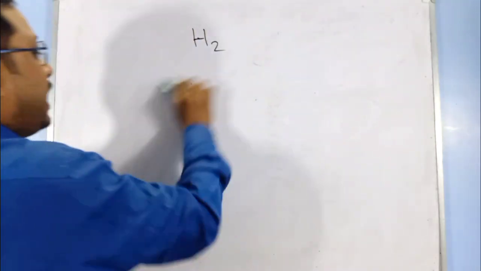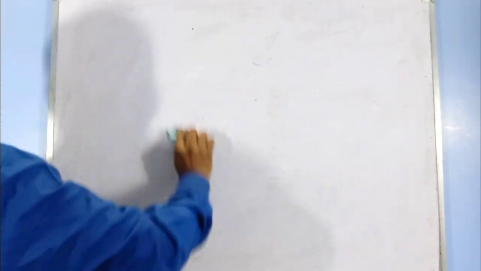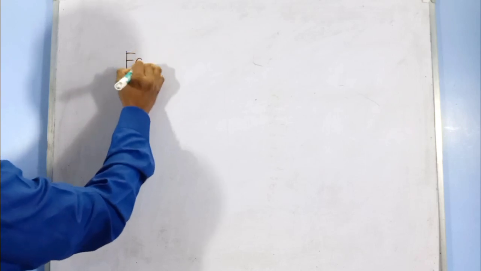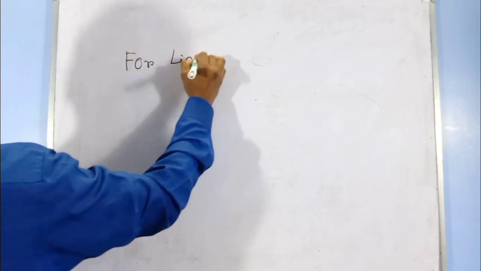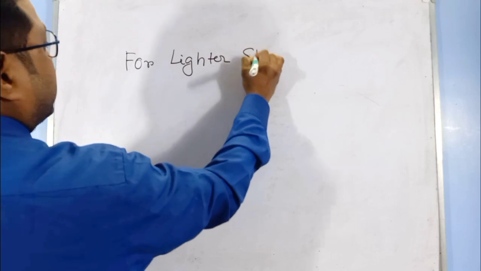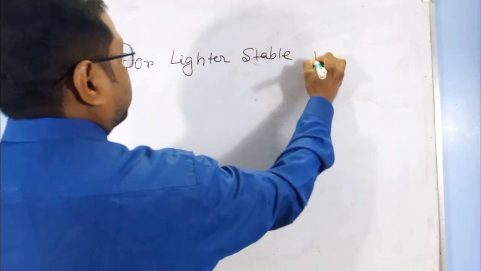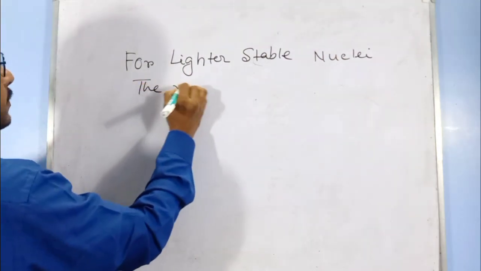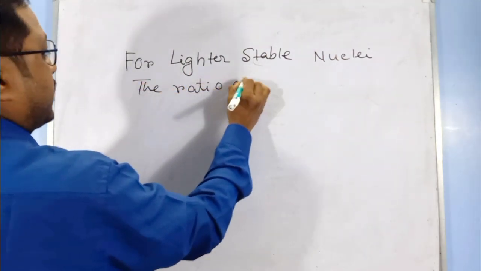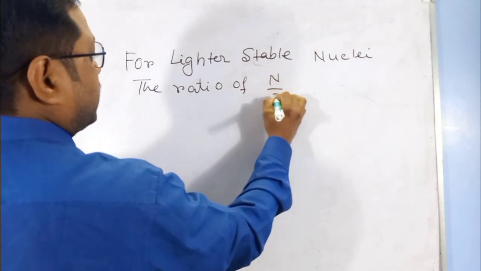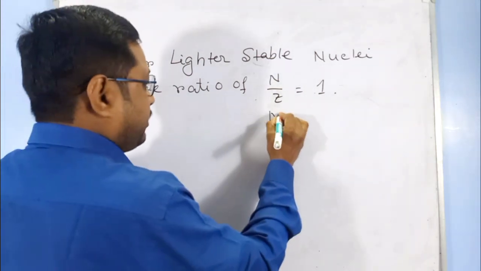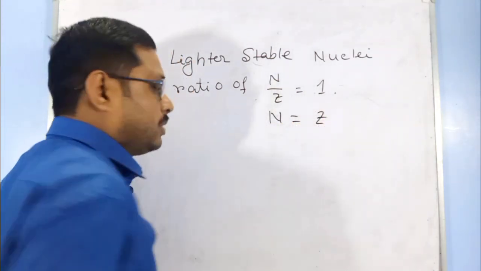So at first we go with the cause of instability, that is, why an atom or nucleus is stable or not. Now, for lighter stable nuclei, the ratio of neutron to proton is equal to 1. That is, for a lighter nucleus, the neutron value is almost equal to the proton value.